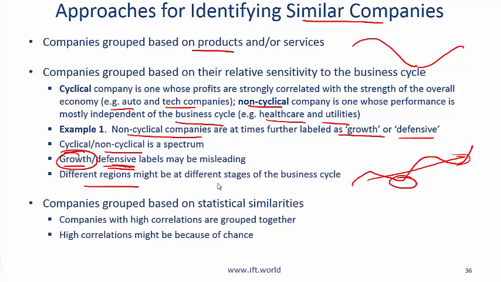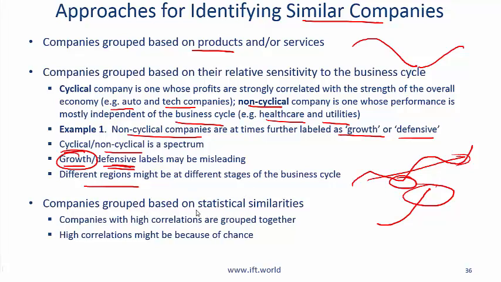Also, different regions might be at different stages of the business cycle. So you might, for example, have a particular company that's categorized as a cyclic company. But the fact is that in Europe, you might currently have a slowdown, whereas in Asia, you might have an economy that is booming. So if you take a cyclic industry like the auto industry, the fact that it is cyclic is not going to help you too much over here, because one part of the world is booming, the other part of the world is slowing down. So these are items to keep in mind before you simply start making decisions based on labels.